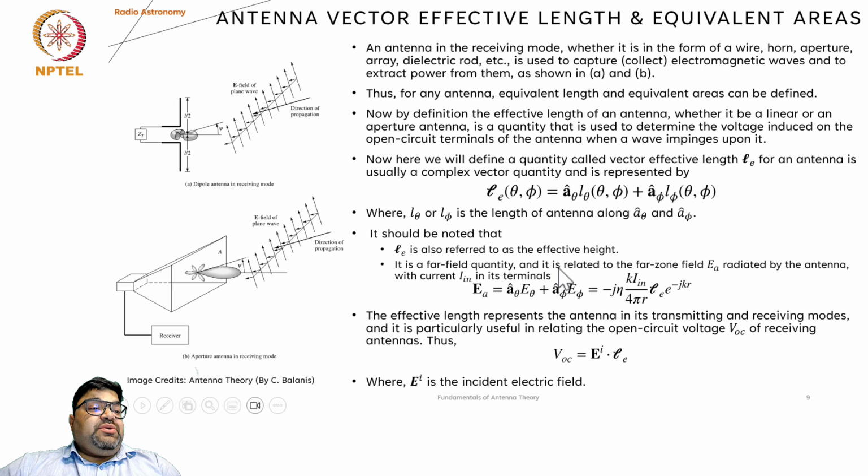Now the L is also referred to as an effective height in some sense. It is a far field quantity and it is related to the far field electric field radiated by the antenna with the current I in its terminals. So you can write the E sub A in the form of that. That will give rise to the open circuit voltage value in terms of effective length and the E.